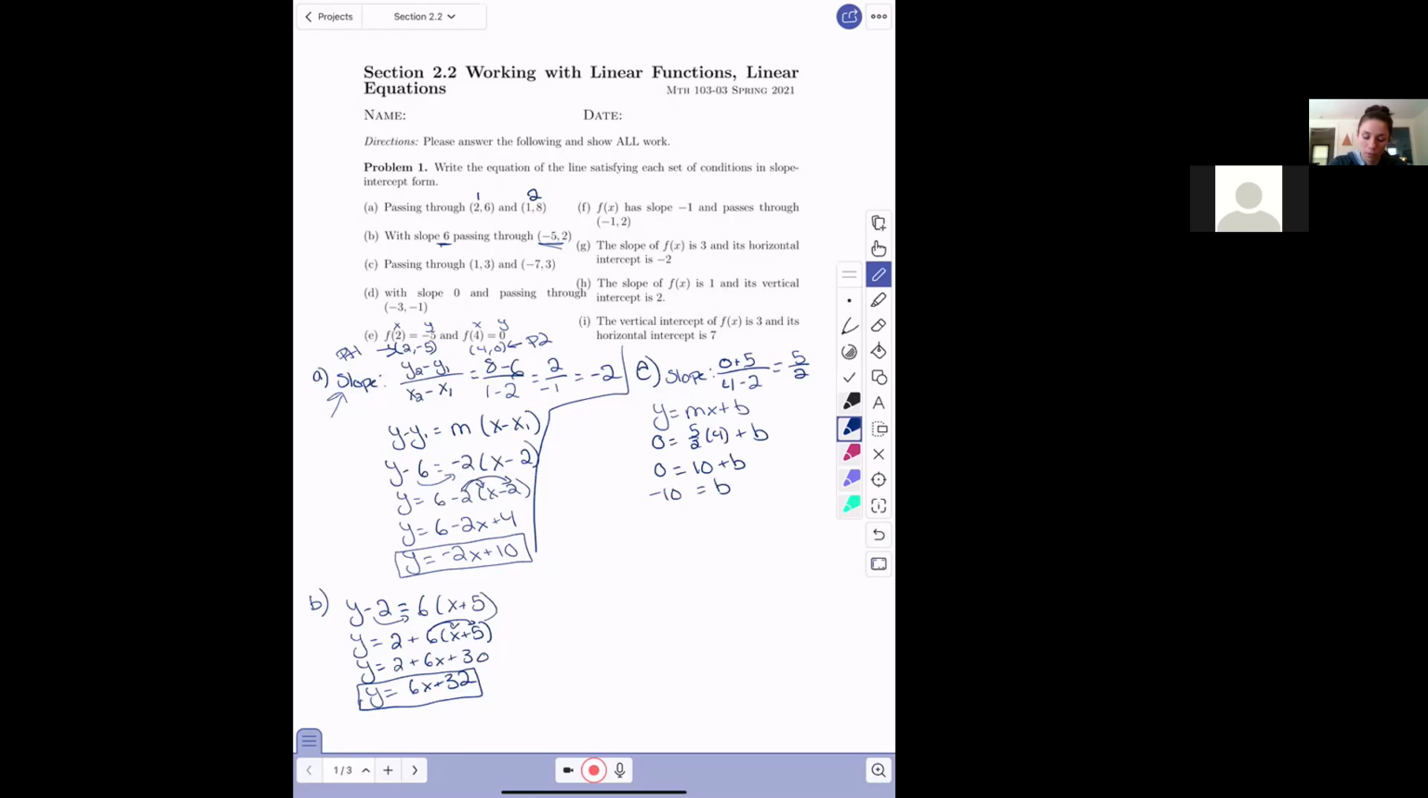So then we have y equals, m is 5/2, x plus b, which is -10. And that's your solution there. So you could also do it that way. Any questions on that?